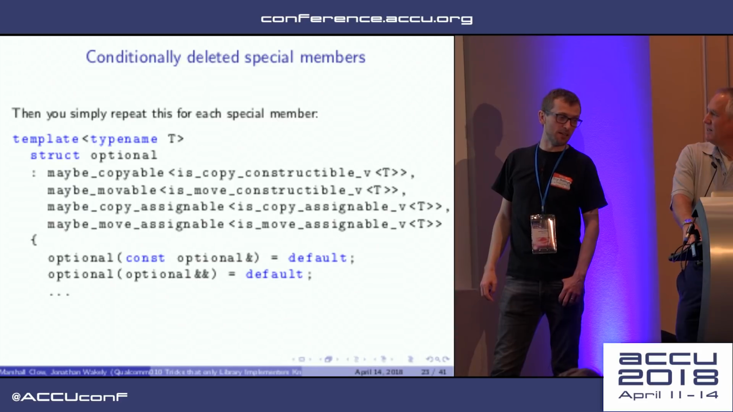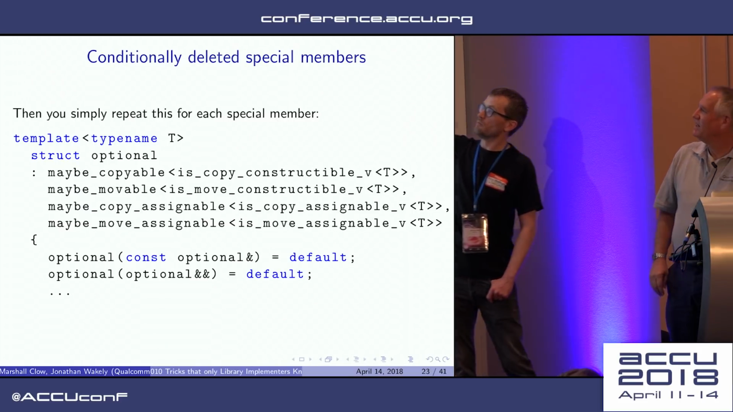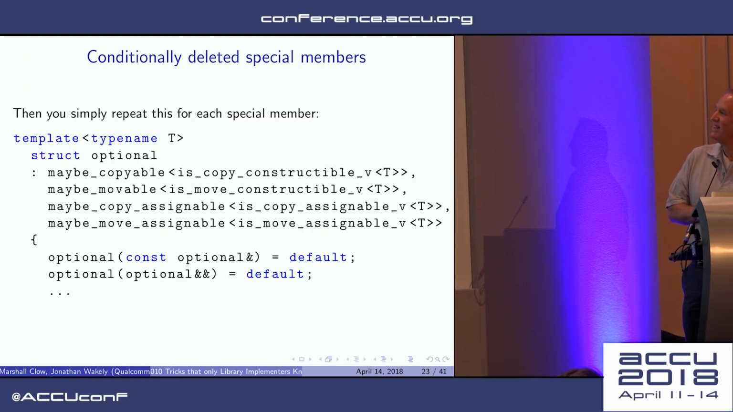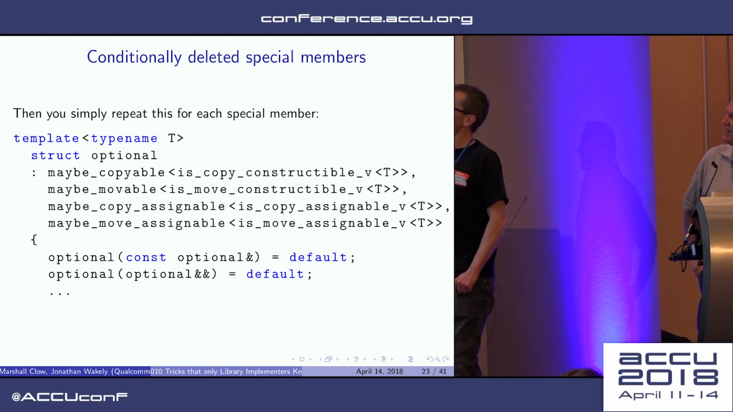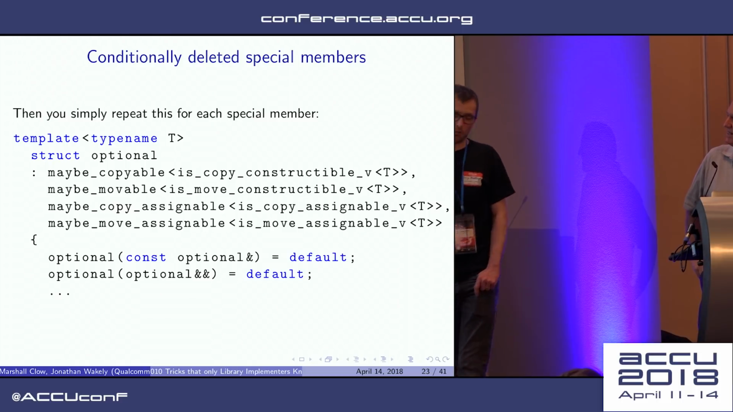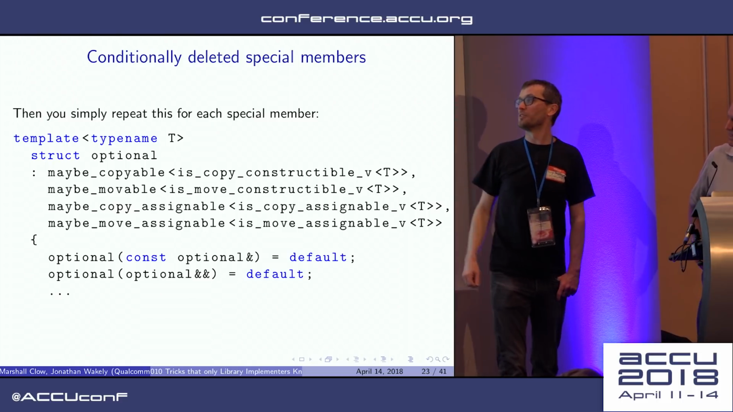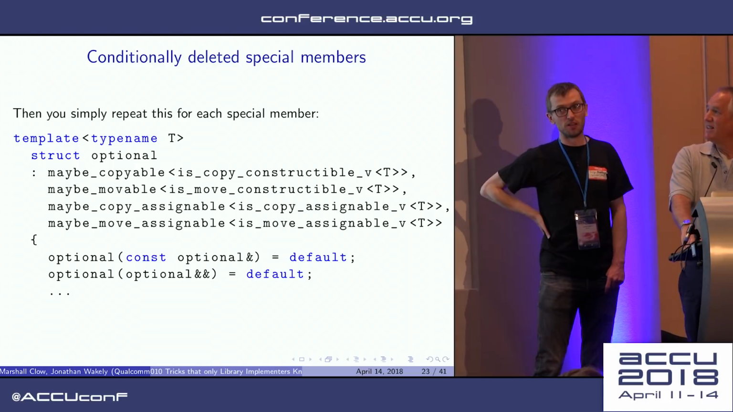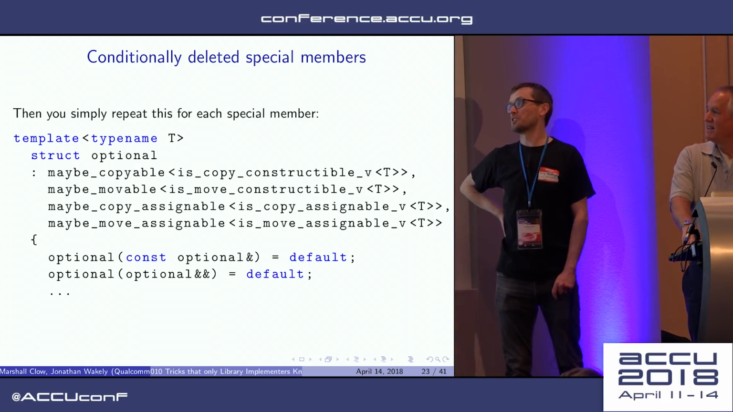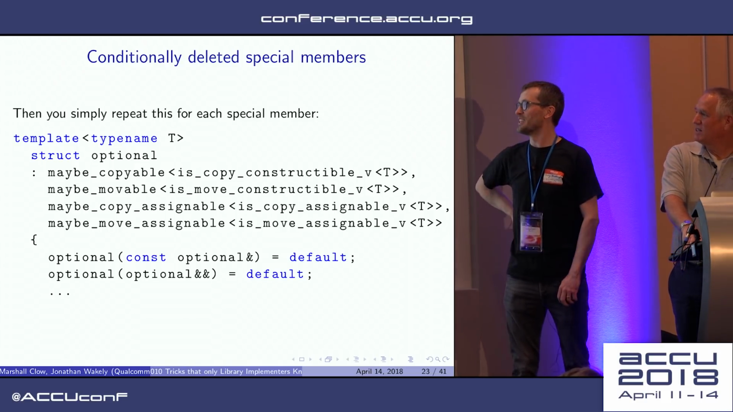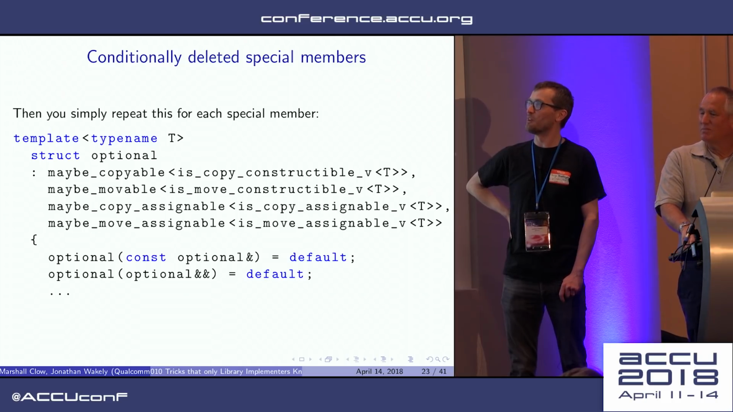And so we actually use some trick like this to get all the special members. Depending on the properties of T, you end up with all the same properties being reflected in your optional. It's a lot of work, but you end up with a type which perfectly models the same properties as the thing you're wrapping.